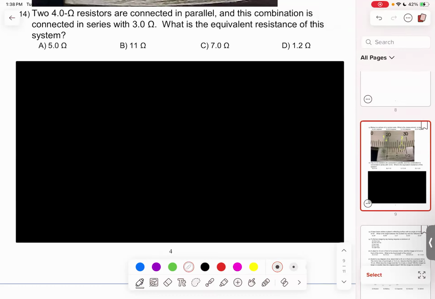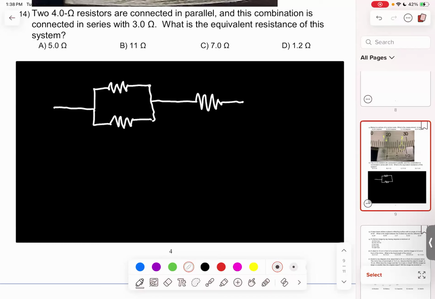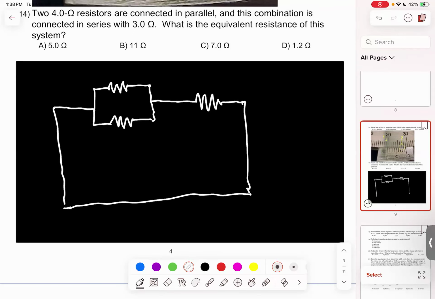So we have two 4-ohm resistors connected in parallel. This combination is connected in series with a 3-ohm resistor. Okay, and let's assume that those are the only components in a circuit. What is the equivalent resistance? So we kind of did this one in the previous problem. We'll do it one more time.